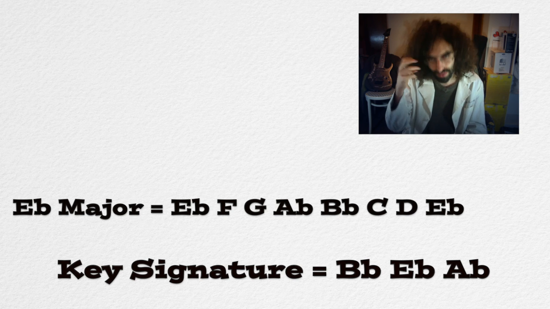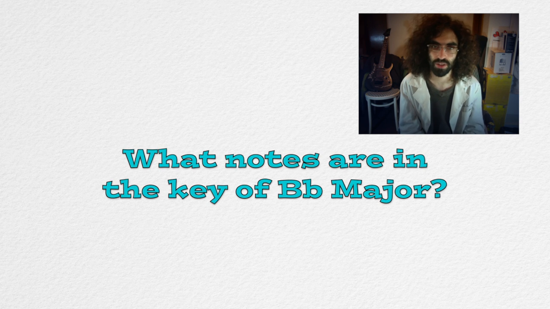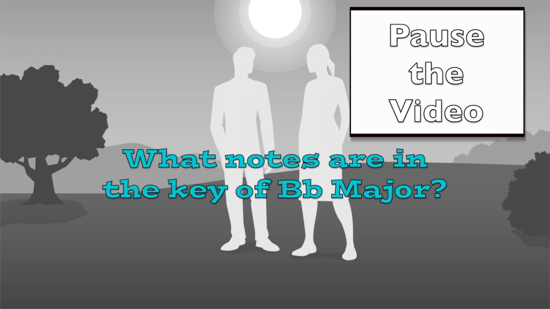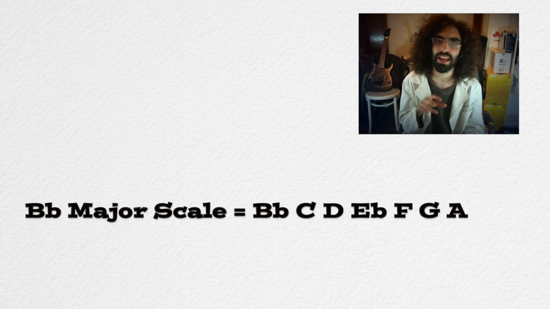So now, just to make sure you got that, try one on your own. So tell me, what notes are in the key of B flat major? To find this, you figure out your B flat major scale, which is B flat, C, D, E flat, F, G, A, B flat. So we have all natural notes except for B flat and E flat. So that's your answer right there.